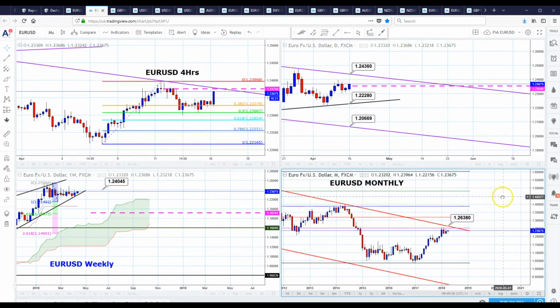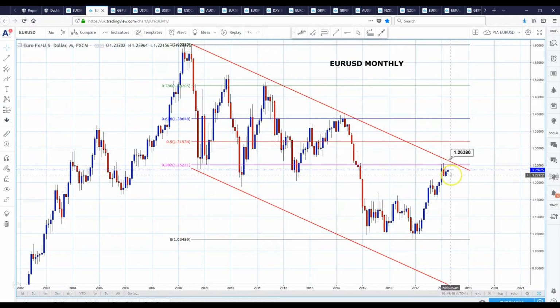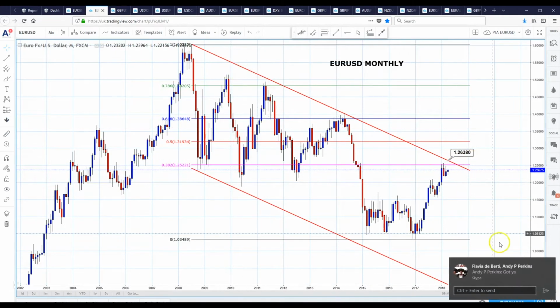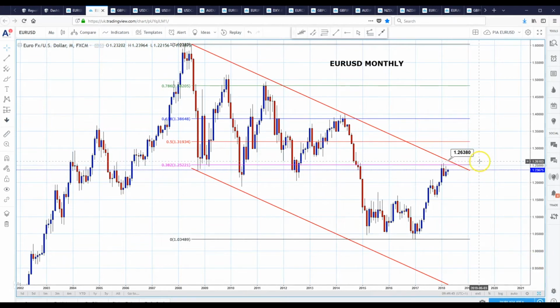First time frame is the monthly chart, euro dollar. Here we're in a bearish channel formation. We've got trendline resistance at 126.38. We've also got this 38.2% pullback level at 125.22, and rallies up to there keep on being capped. But I think this level is going to be key this week, and the shorter time frames are going to explain why.